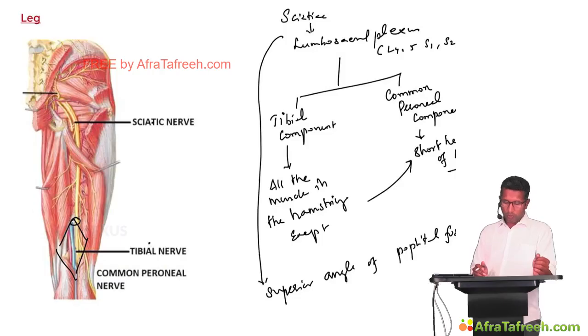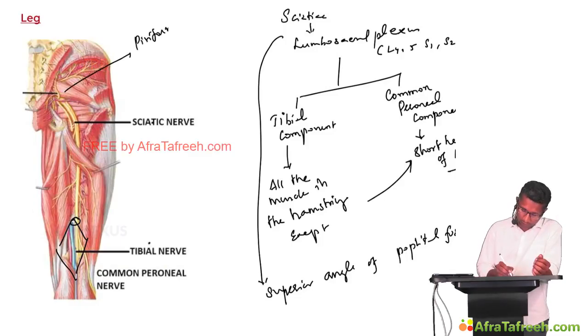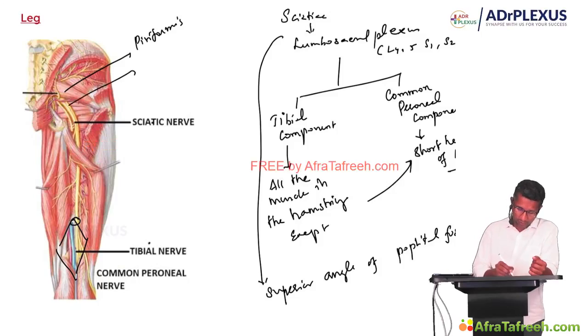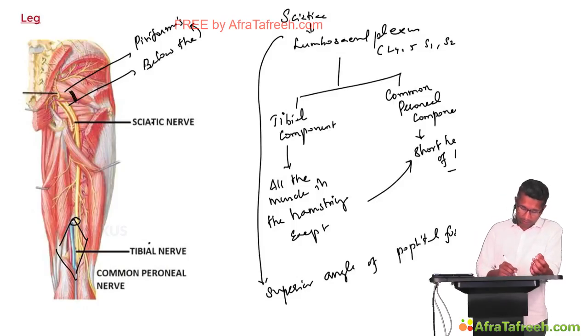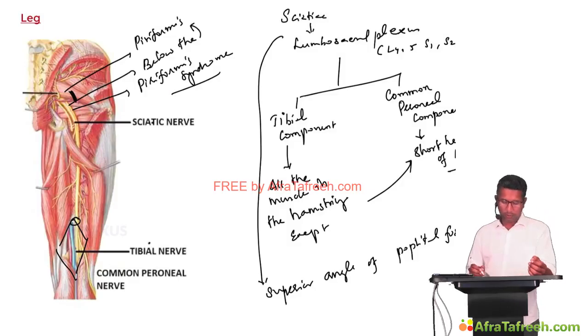And when you see the course of the sciatic nerve, it comes out of the greater sciatic foramen. So you see the muscle here, this is the piriformis muscle, and it comes out of the greater sciatic foramen below the piriformis muscle. Sometimes the nerve can come through the piriformis muscle also, and sometimes the nerve can get compressed due to the piriformis, resulting in piriformis syndrome.